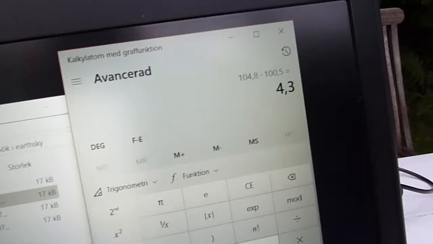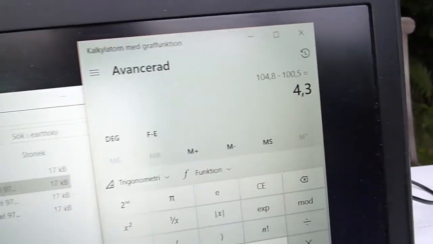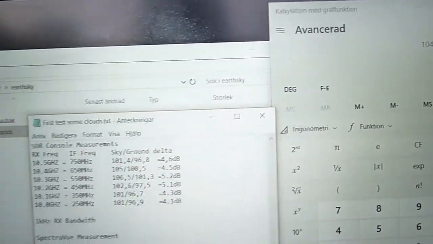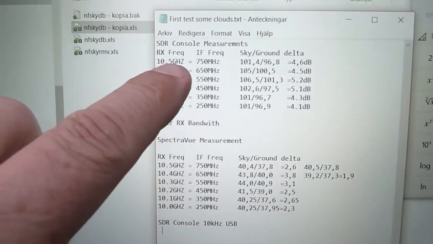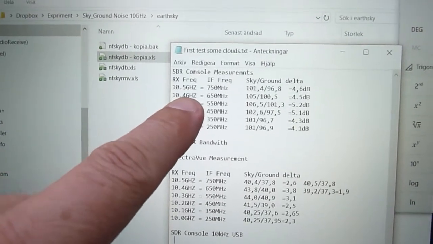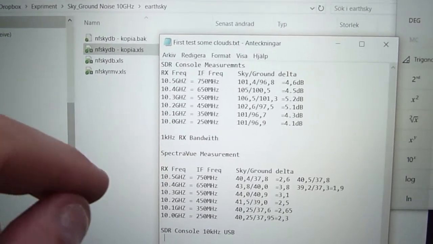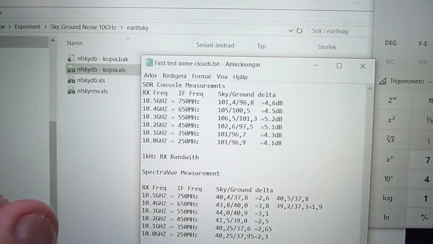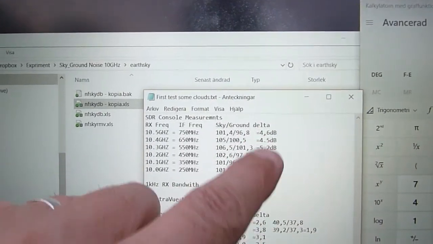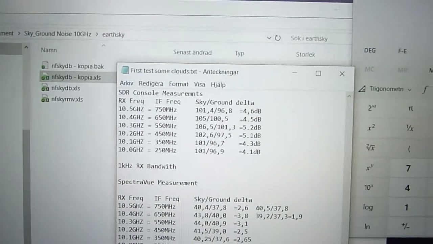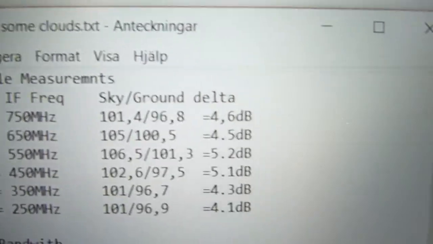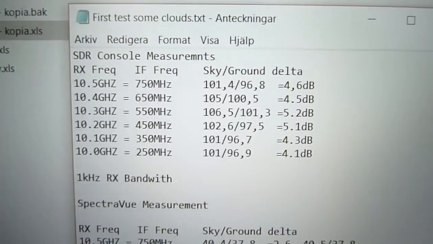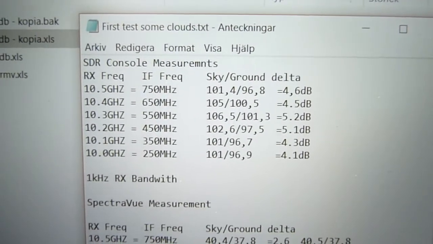And so what I've done is I've done that for lots of different frequencies. Started at 10.5 and then going 100 megahertz down each time. I got this value. So this is pretty much the same value across the bands. There's a slight variation, as you see, but about 1.5 is the noise figure, regardless of what kind of frequency.